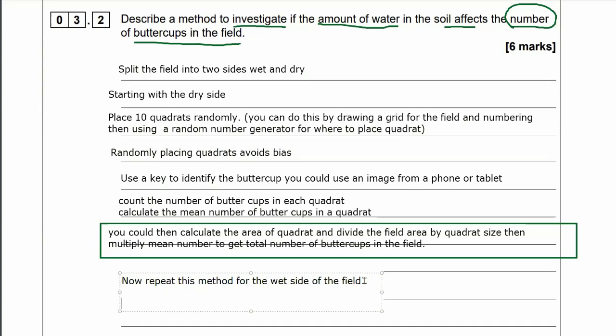Now, with a transect, you present your results in something called a kite diagram, which shows the distribution of the buttercups, or the population you're studying, as you work your way across a specific area. You'll find the perfect answer in the mark scheme for this.